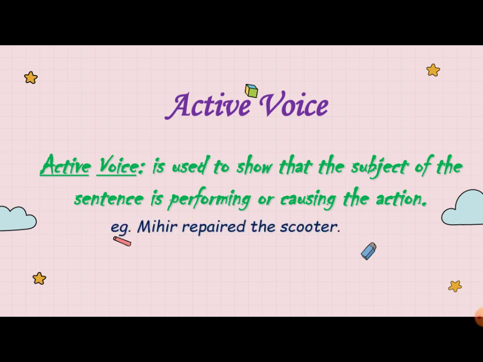Let's look at this example. Mihir repaired the scooter. Now in this sentence, the action is repaired. Who repaired? Mihir. So Mihir is the doer of the action. And what did he repair? The scooter. The scooter is the object. Mihir, subject. Repaired, verb. The scooter, object. So when you get the subject before the action, then the sentence is called active voice.